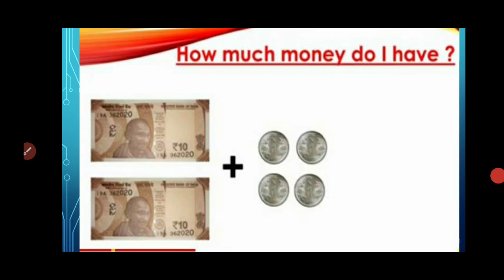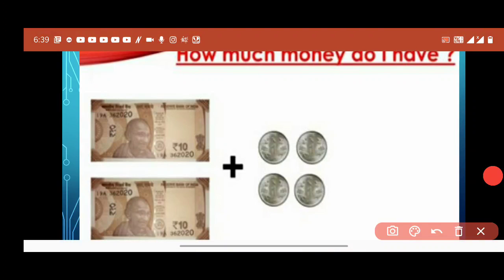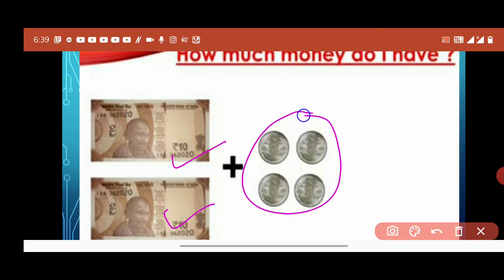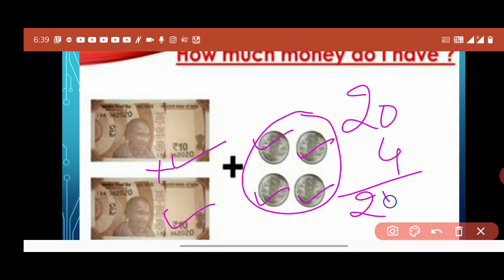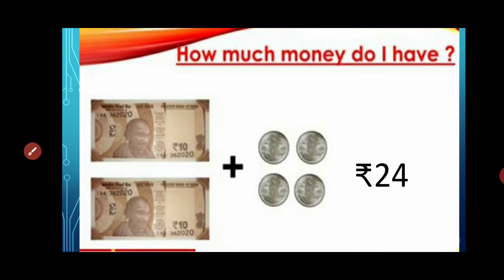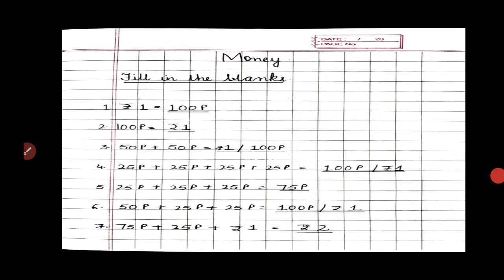Let's have a look at another question. How much money do I have now? See, I have a 10 rupee note and another 10 rupee note and 4 coins of 1 rupee. So what does 10 plus 10 become? 20. And how many coins? 1, 2, 3, 4. So let's add these. How much do I have now? Yes, 24 rupees. So children, today's classwork, we have to write down some fill in the blanks.